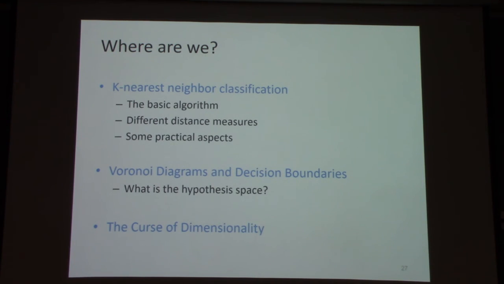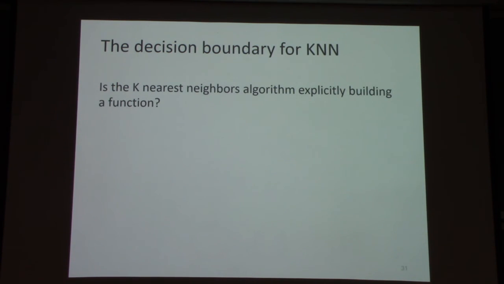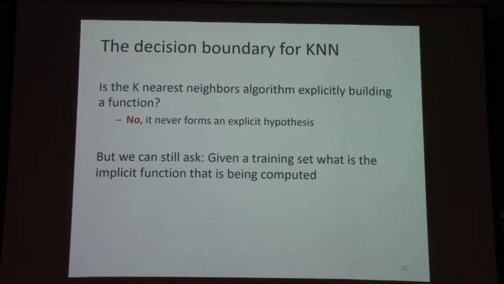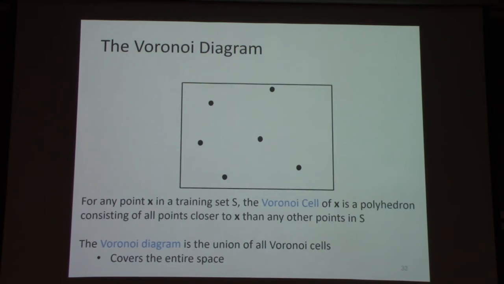So let me talk about the decision boundaries of nearest neighbors, because this is a concept that you will probably see more if you take a class on robotics and stuff, but it's good to mention it in this context. Effectively, we are asking what's the hypothesis space of a nearest neighbors classifier. The thing to keep in mind is that the nearest neighbors classifier never explicitly builds a hypothesis. It doesn't build a function. It just stores the data. But implicitly, there is a function being computed, and we can ask, what is the decision boundary of that implicit function?